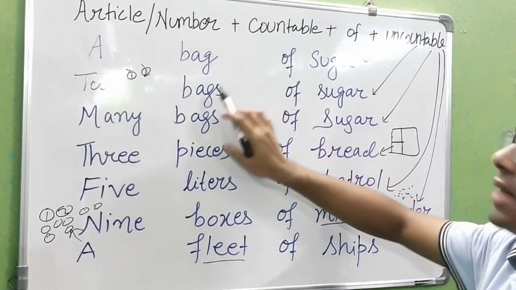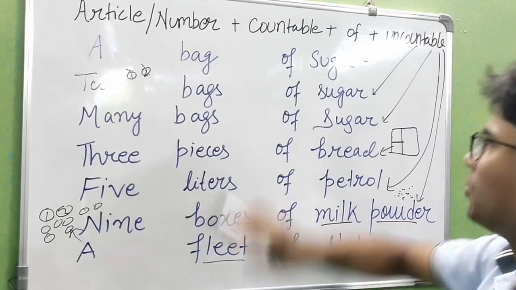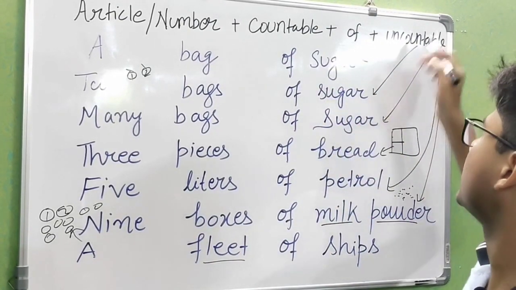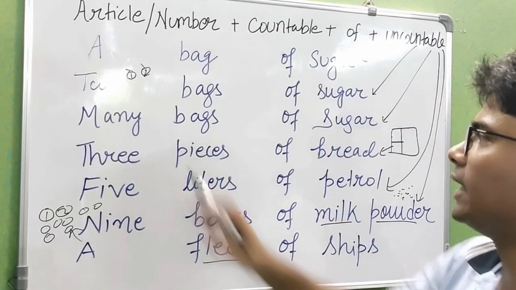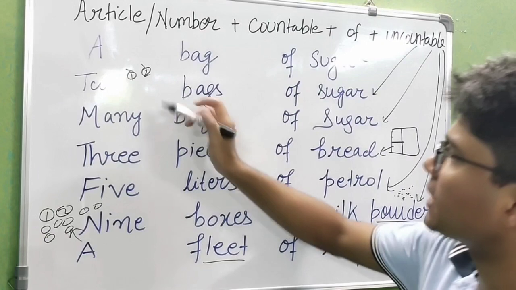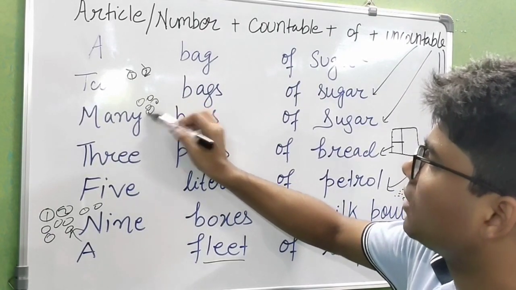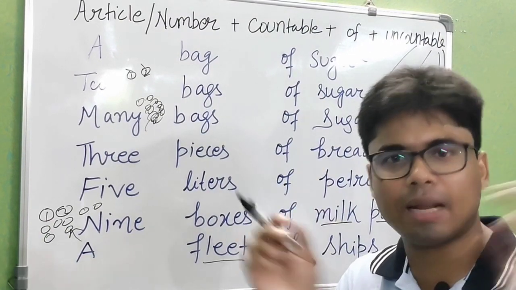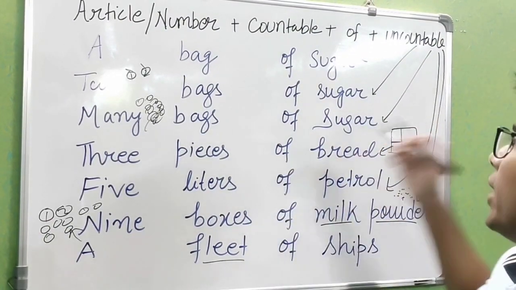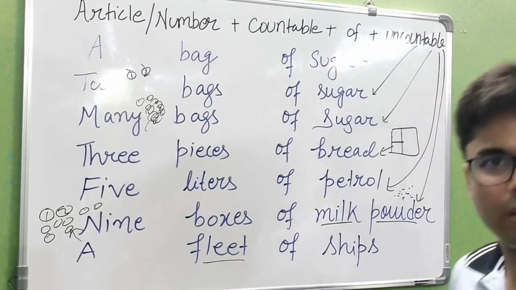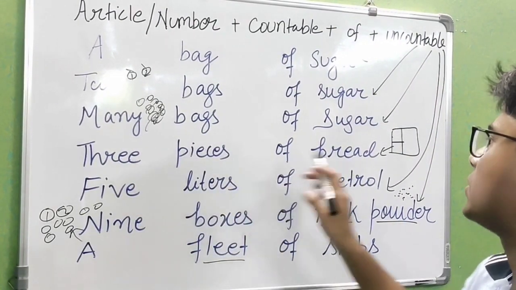Number. Bags is a countable noun, then of, you are using s, 2 as it, and then sugar is again an uncountable noun. Fine. Then many bags, here many bags of sugar. Bags again you can count, there are so many bags, let's say 20 or 30 or 40 bags. You can count up with the help of mathematical calculation, but you cannot calculate again the sugar because this is an uncountable noun. Fine.